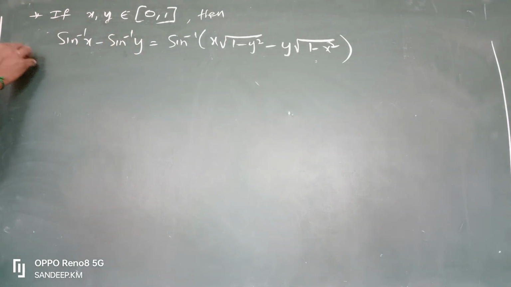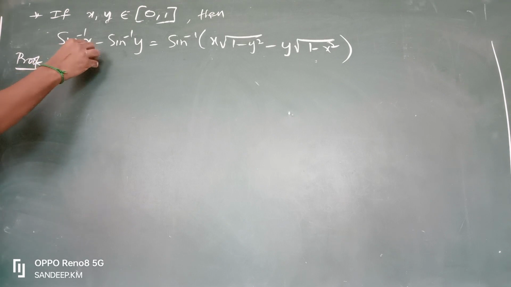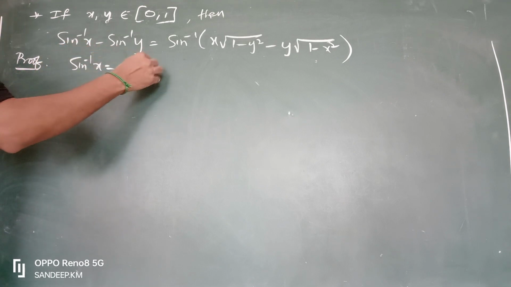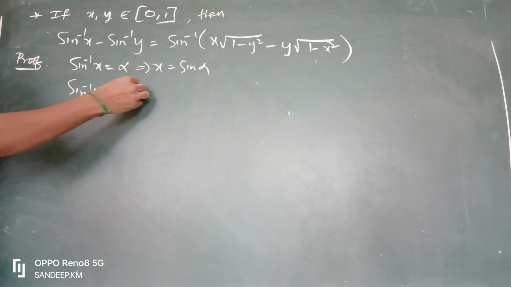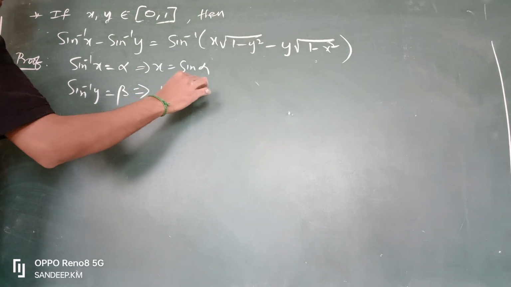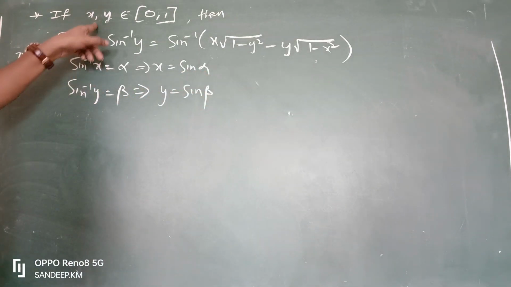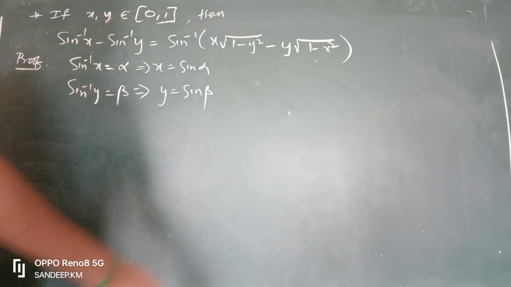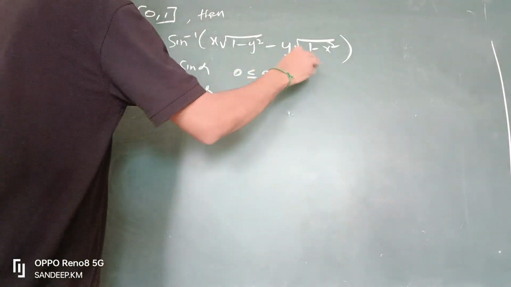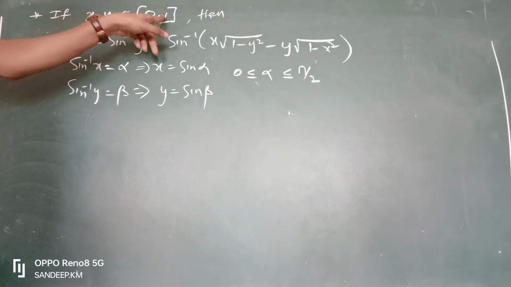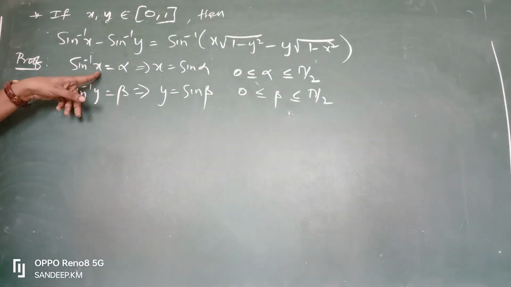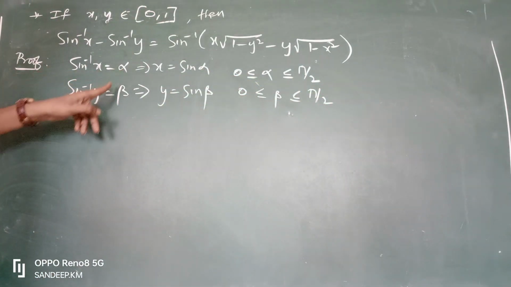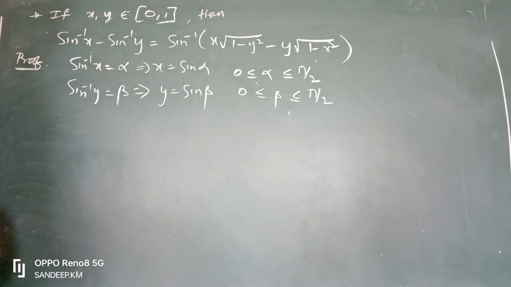So what is step 1? We will take sine inverse x is equal to alpha, that means x is equal to sine alpha. Next, sine inverse y is equal to beta, so y is equal to sine beta. And please observe that x is between 0 comma 1, therefore alpha is between 0 and 90. Similarly, y is also between 0 and 1, so beta is also between 0 and 90. If x is between 0 and 1, alpha is between 0 and 90. Same thing here also. Now in this question we are going to find alpha minus beta.